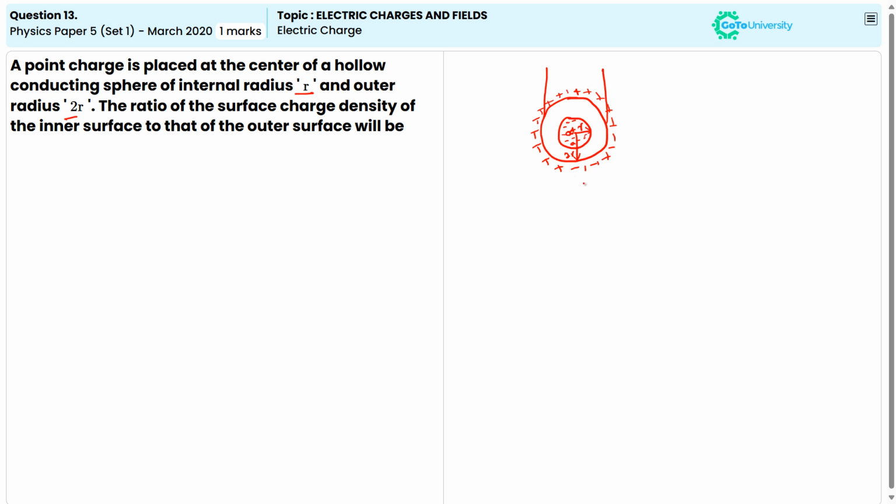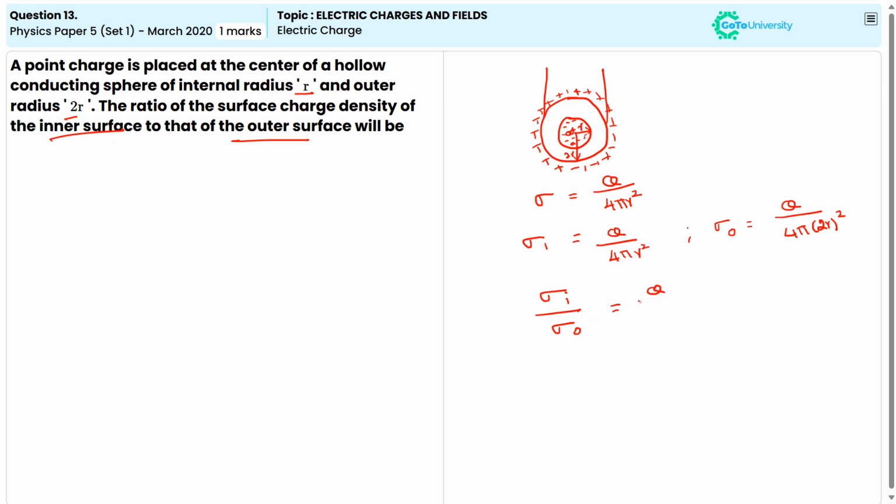So here they are asking us to find the ratio of the surface charge density of the inner surface to that of the outer surface. Now we know that the surface charge density sigma is equal to Q divided by 4 pi r square. So let us write sigma inner, which is equal to Q divided by 4 pi r square, and the outer surface charge density sigma out, which is equal to Q divided by 4 pi, the radius is 2r, the whole square.